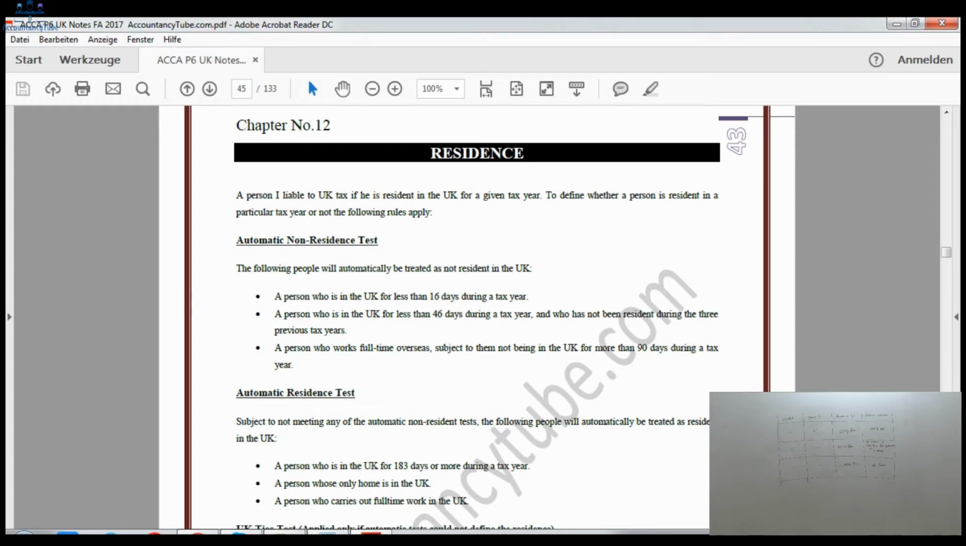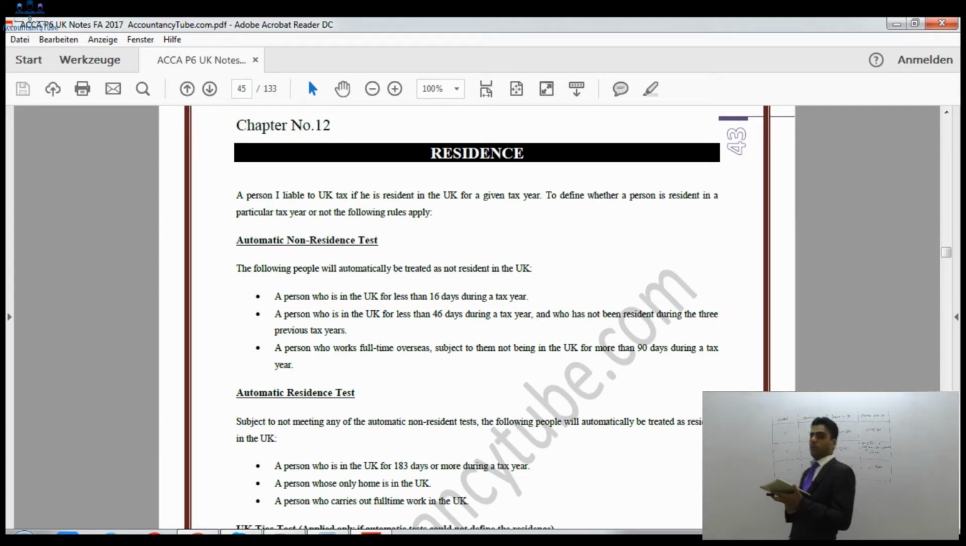Right then, a person is liable to UK tax if he is resident in the UK for a given tax year. To define whether a person is resident in the particular tax year or not, the following rules will apply. First we will see the rules about automatic tests. In automatic tests, as I said, there could be two possibilities: either you could be UK resident or you could be overseas resident, which means non-UK resident.